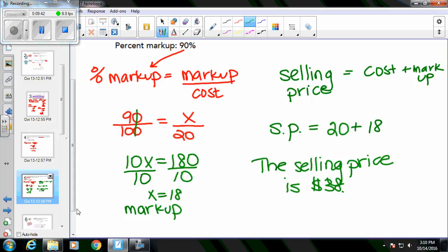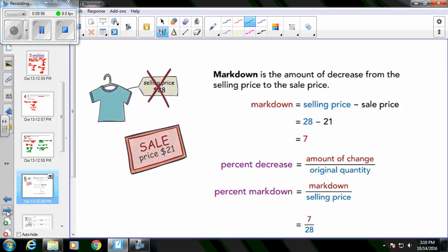You have to read the question carefully. You have to remember the formulas, and you have to think logically about how it's going to work. The selling price is the cost that they paid plus the markup. Now, going in the opposite direction, we have a markdown, okay? The markdown is the amount of decrease from the selling price, this is a little bit different, down to the sale price. So markdown is selling price minus the sale price.